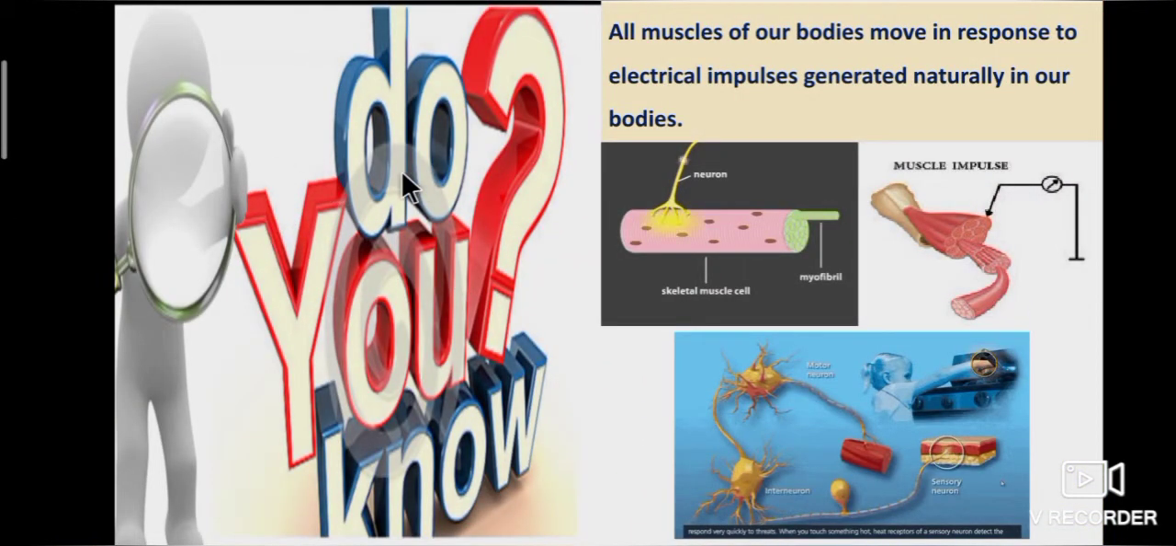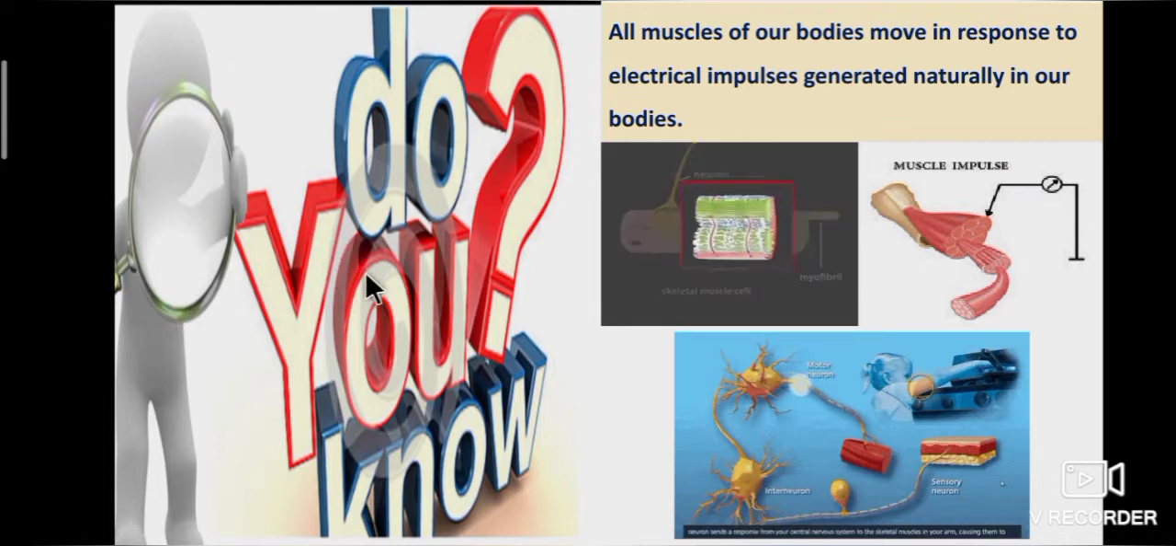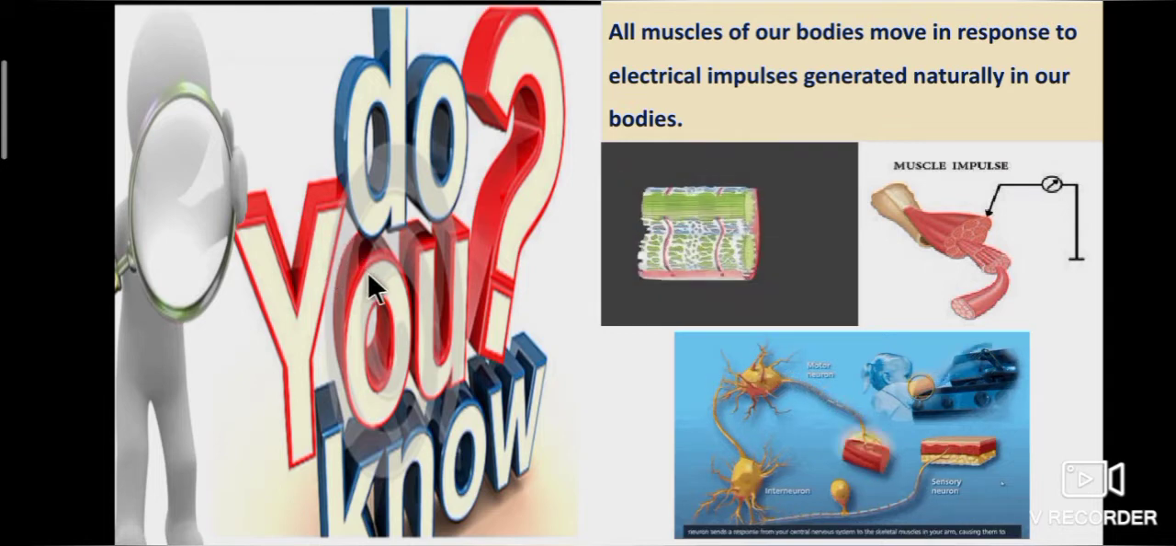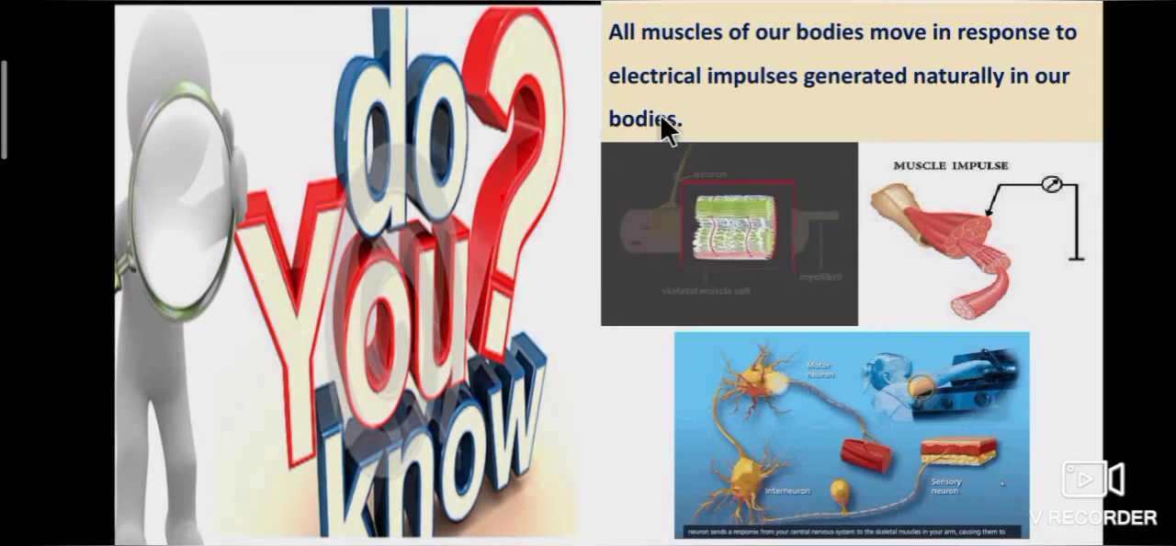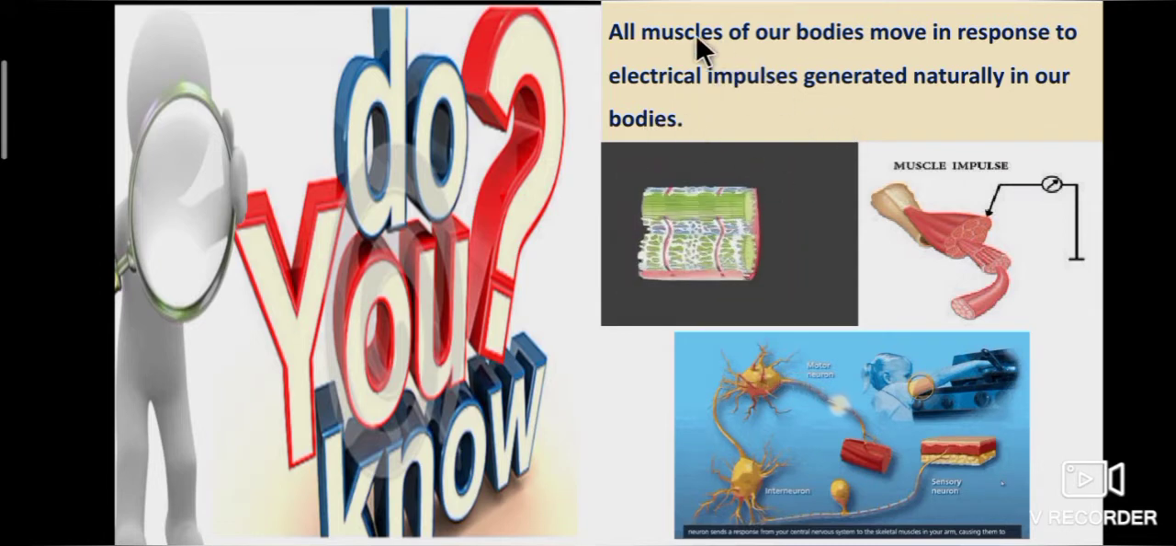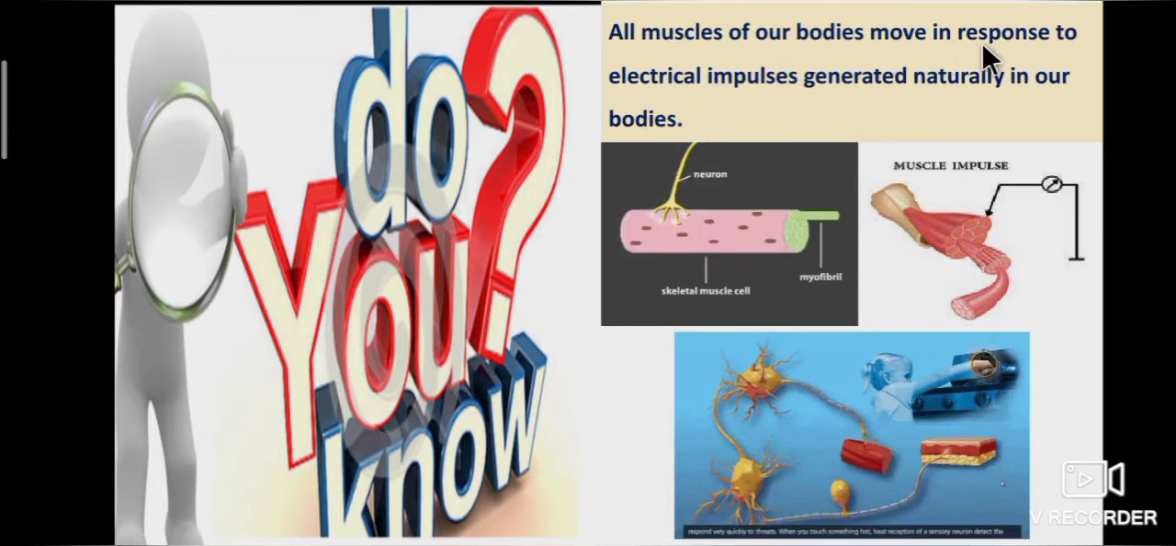Do you know, students, if we switch on the switch, electron flow occurs in the circuit and bulb will glow. Like that, if we touch our body, the signals pass on to the tissues and reach the brain. After that, brain will command the work immediately. Similarly, all muscles of our bodies move in response to electrical impulses generated naturally in our bodies.